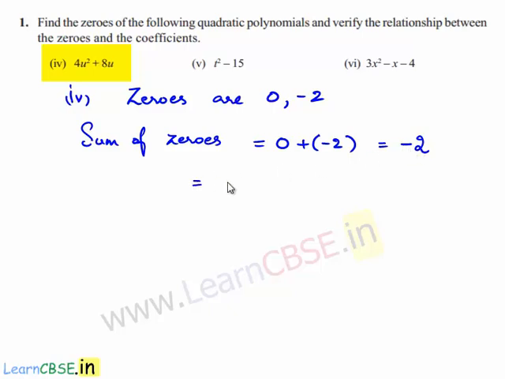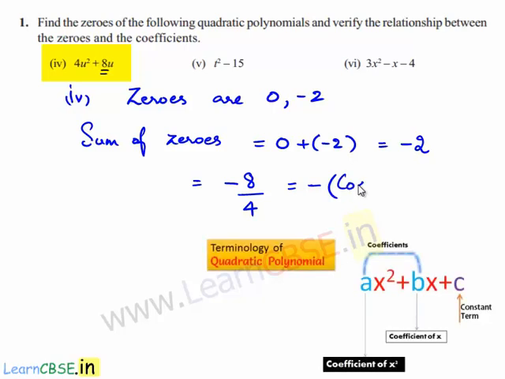This is written as minus of 8 divided by 4, which is nothing but minus of 8 is nothing but the coefficient of u, and 4 is nothing but the coefficient of u square.